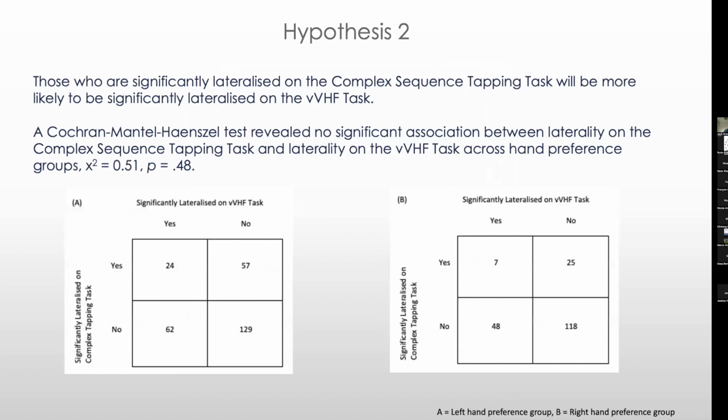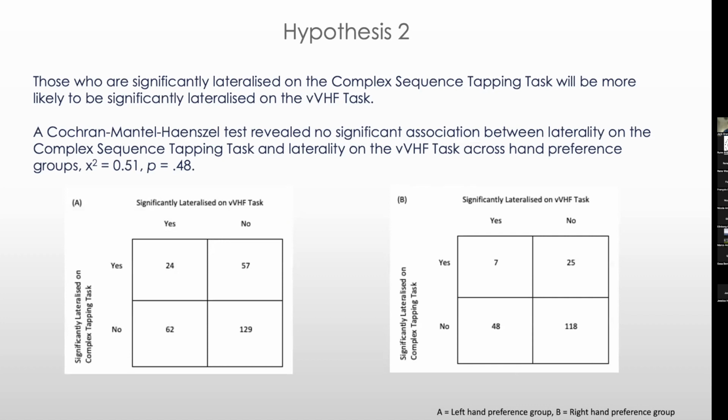So we then used the task to test for an association between sequence-based motor laterality and speech production laterality. And our prediction was based on the findings of Flowers and Hudson. So we predicted that those who were significantly lateralized on the complex tapping task would be more likely to be significantly lateralized on the verbal visual half field task.